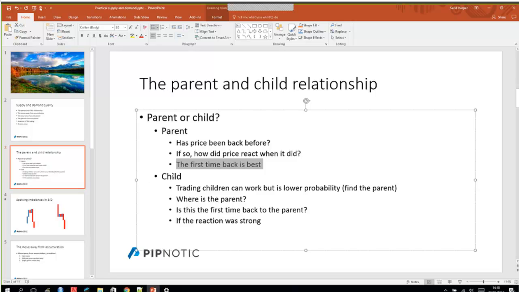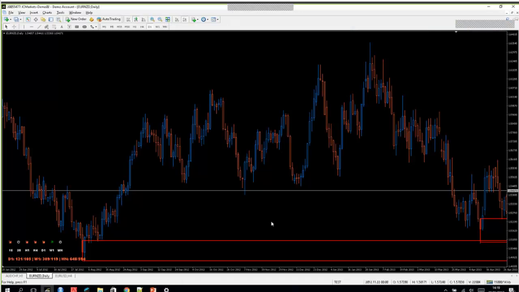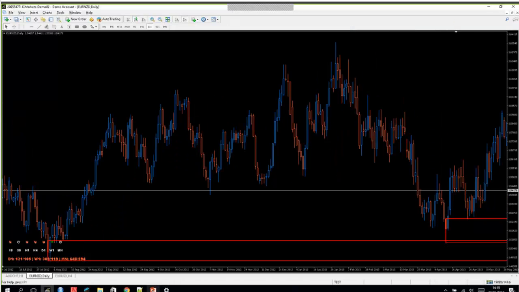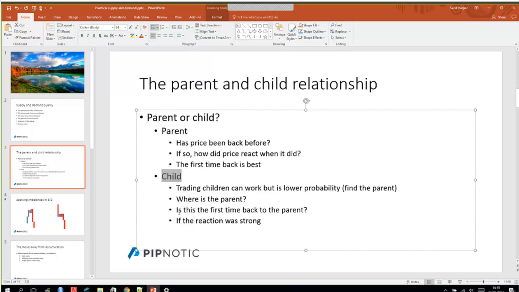But typically, you're sort of answering the child question, because these areas are often nested within one another. Child areas of supply and demand can certainly be traded, and they will often work out well, but they are slightly less probability than the parent. So it's a really good idea to identify the parent by backtracking in the same manner we did just a second ago when we walked through this price here. Is this the first time back to the parent? If so, it's good. If not, how was the reaction the first time price came back?